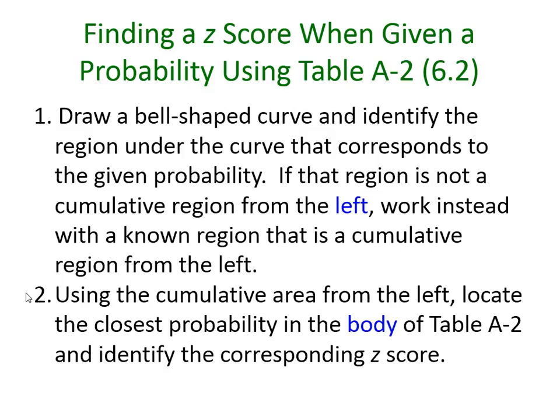After you have your picture, using the cumulative area from the left, locate the closest probability in the body of table A2 and identify the corresponding z-score. So you're working backwards. This time, instead of knowing the z-score, you know the area. And so now what you're going to be doing is looking inside the body of our table A2 and trying to find what is the z-score that gives me that. So this is from the left, and so you have to start with the area from the left to figure out what area to the left you're looking for, then find the matching z-score. And make sure you read both the z-score across the left and across the top to get it out to 2 decimals.